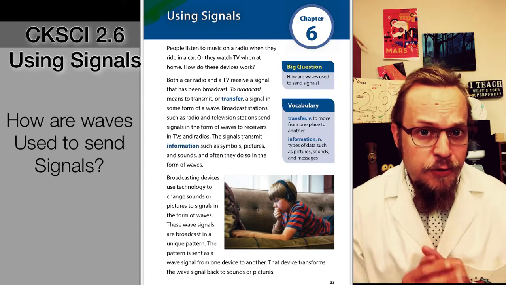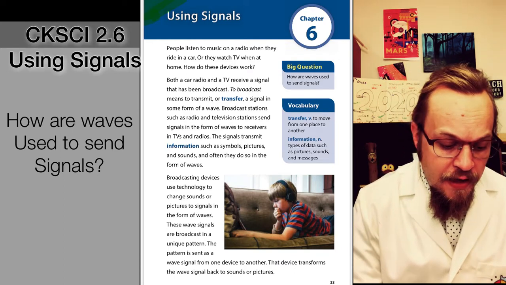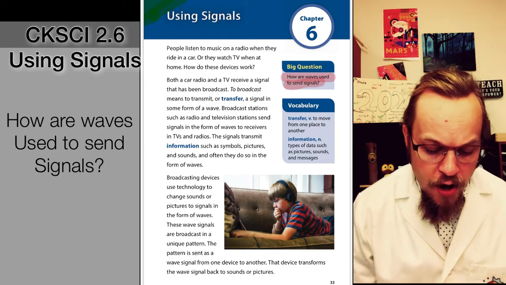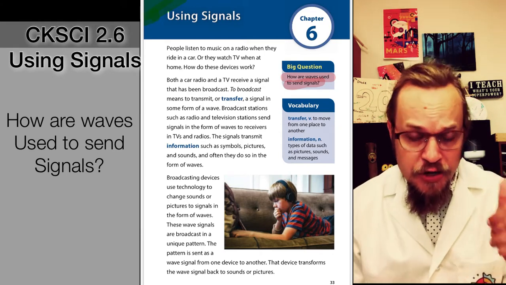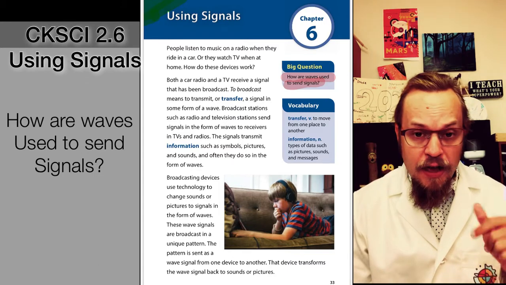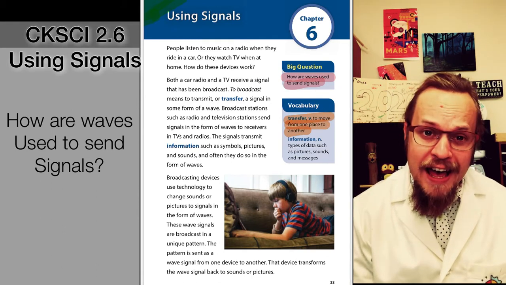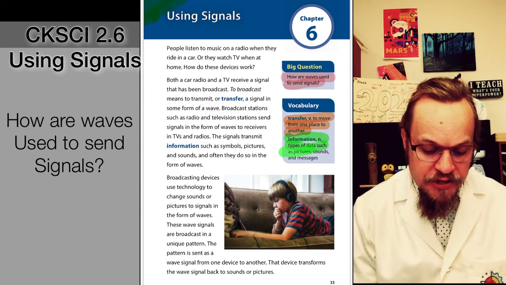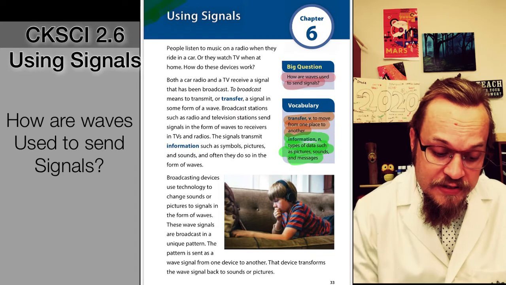But without further ado, we are currently here on Chapter 6, Using Signals. Before we get too far in, our big question is, how are waves, a form of energy, used to send signals? Two vocabulary terms on this first page: transfer, which is to move from one place to another, and information, types of data such as pictures, sounds, and messages. So let's get into Chapter 6, Using Signals.